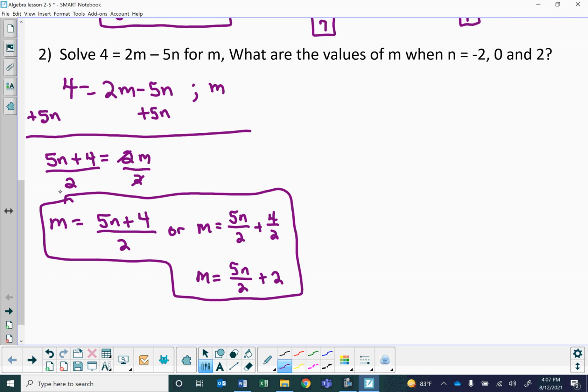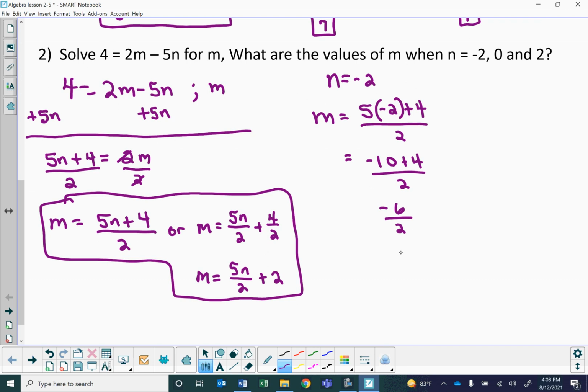All right, now they say what? Find the values of m when n is negative 2, 0, and 2. Okay, so when n is equal to negative 2, we're going to have m equals 5 times negative 2 plus 4 all over 2. So that would be negative 10 plus 4 all over 2, which is negative 6 divided by 2, which is negative 3.